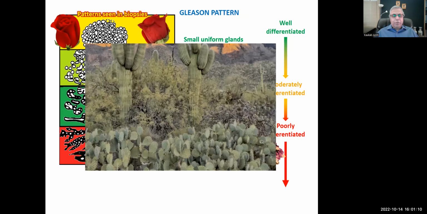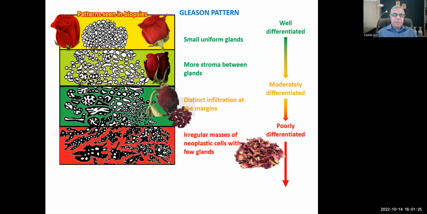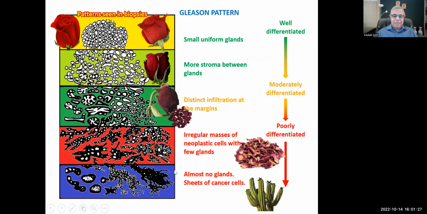And this is our fifth pattern. In certain areas of our garden, the roses have totally disappeared. And what we have are cactuses. Okay, this is how our garden originally looked, but something has happened. And what you have is cactuses, which are analogous to these cells that you see in the biopsy.